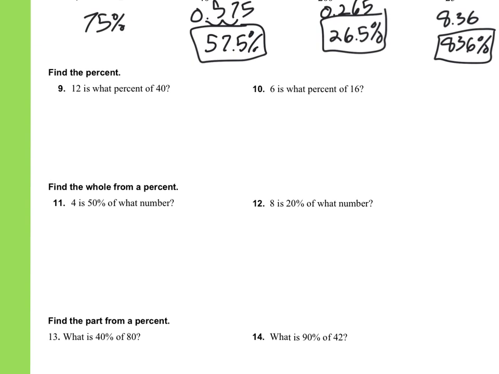Okay, so on this one, find the percent. Now this is where we're going to use what we used in our bell work. Whenever we're doing percents, this is how you set it up. We go line equals line. This is going to be our is. This is going to be our of.